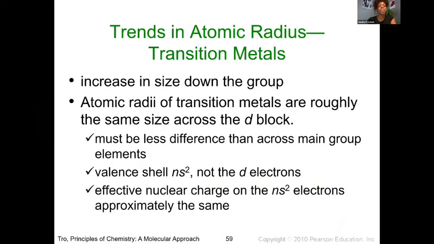Now, when we look at the trends that exist for the atomic radii of transition metals, it's still basically the same thing, but with a smaller difference between the different atoms that are present. You're still going to have that increase as you go down the groups, but the size difference is a little less pronounced within those in the d block. This is mainly because the effective nuclear charge within that s sublevel is approximately the same.